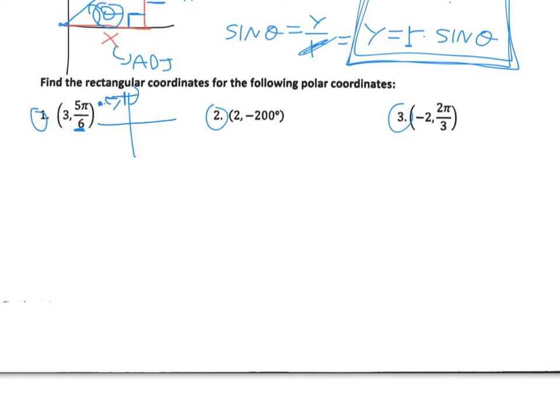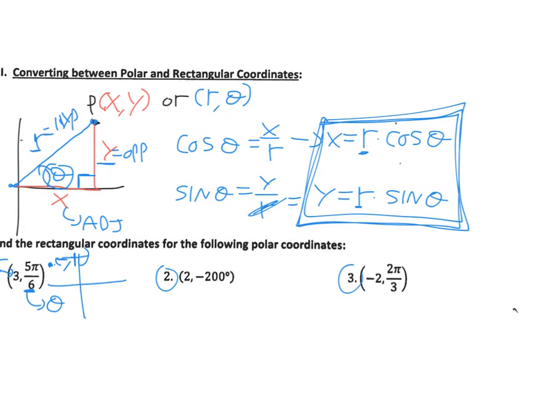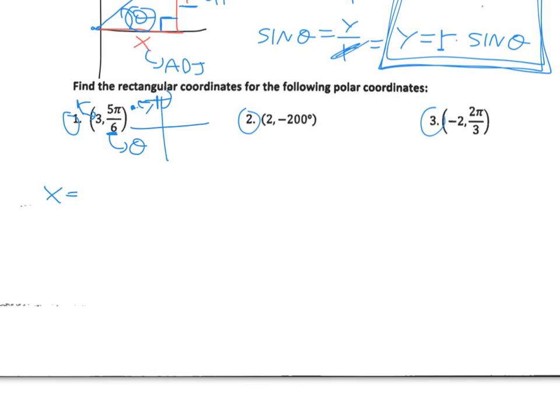All right. Now, when I look at this, r is 3, and then theta is 5 pi over 6. So to get the x, we're just going back up to this right here. And I'm just putting r in it, which is 3, times cosine of 5 pi over 6. For y, it's going to be 3 times the sine of 5 pi over 6. All right, so not too bad.